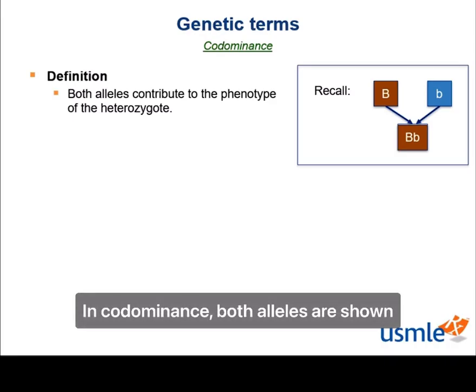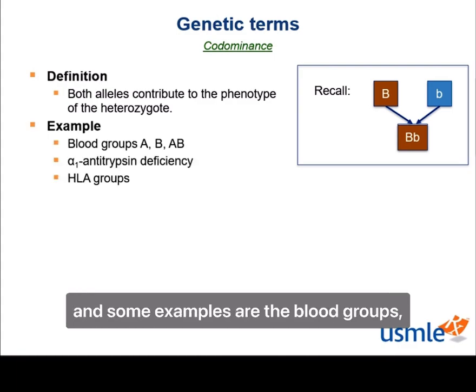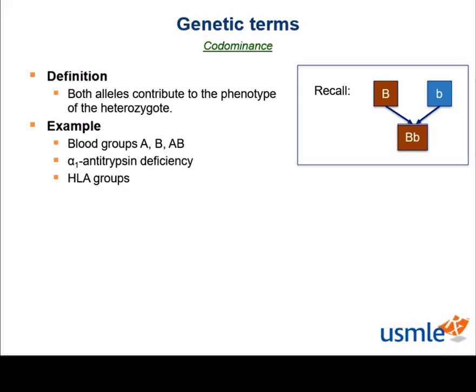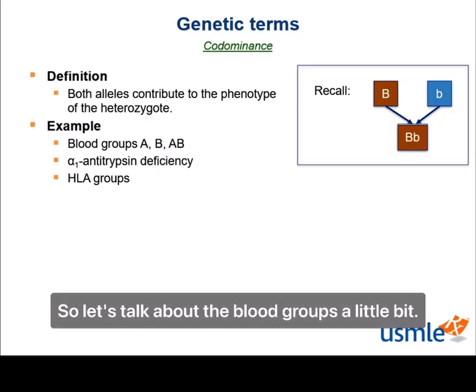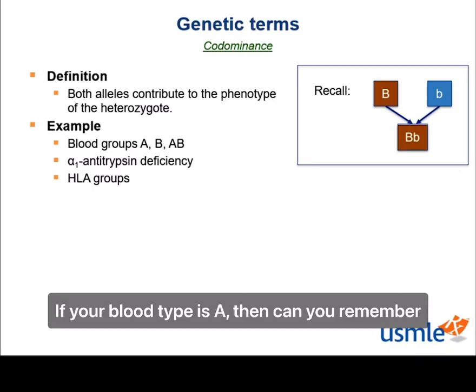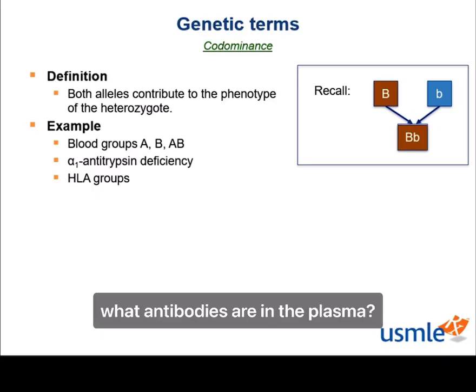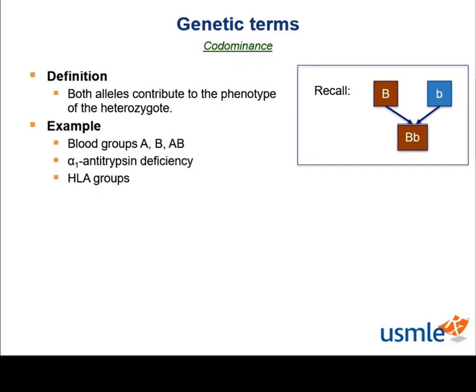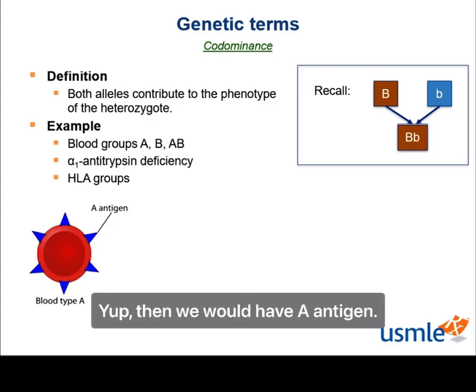In codominance, both alleles are shown in the phenotype of the heterozygote, and some examples are the blood groups, alpha-1 antitrypsin deficiency, and the HLA groups. So let's talk about the blood groups a little bit. If your blood type is A, then can you remember what antibodies are in the plasma? Yep, you're right if you said anti-B. Can you remember what antigens are on the surface of the red blood cells? Yep, then we would have A antigen. Blood type A would have A antigen on the surface of the red blood cells.